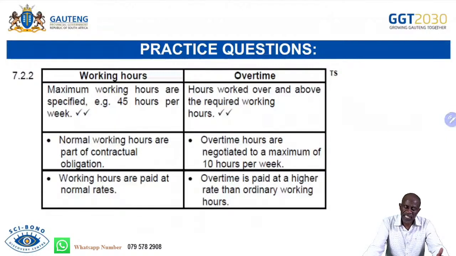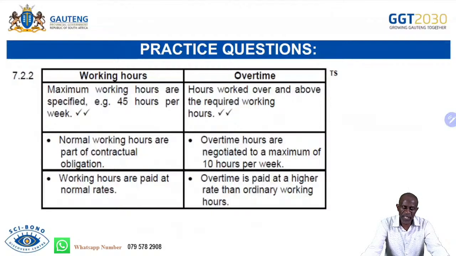7.2, you are expected to differentiate between working hours and overtime. So it says explain the difference between working hours and overtime. So you are going to compare. So it says explain the difference. So you are going to state how they differ from one another. You are going to juxtapose the two concepts in question, which is normal working hours and overtime, and tell us how they differ.